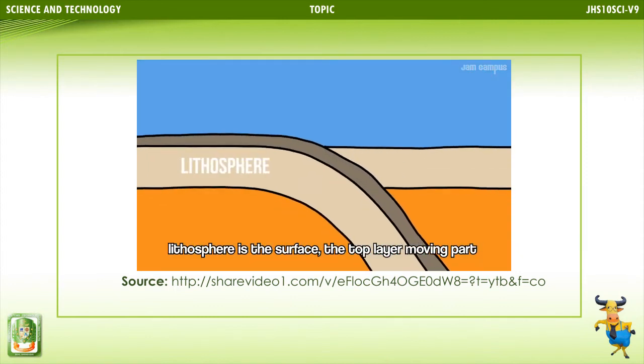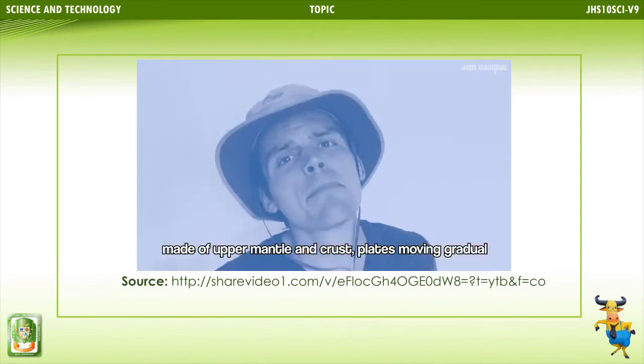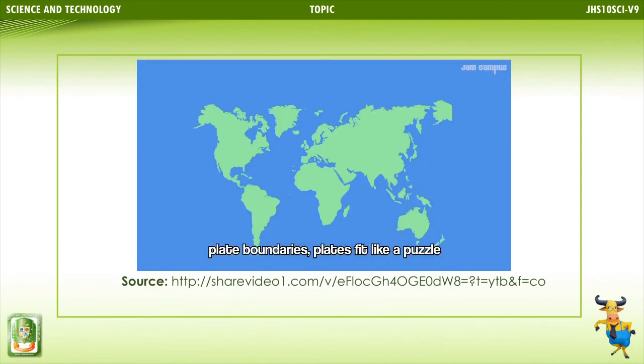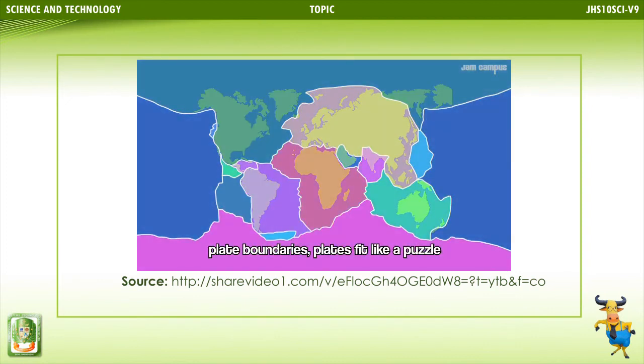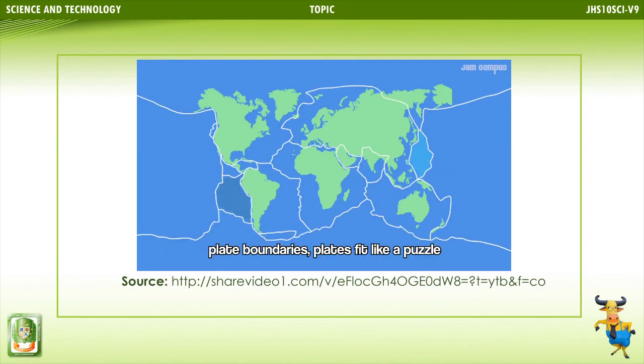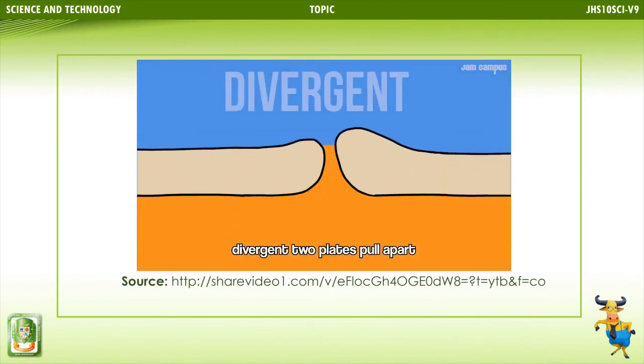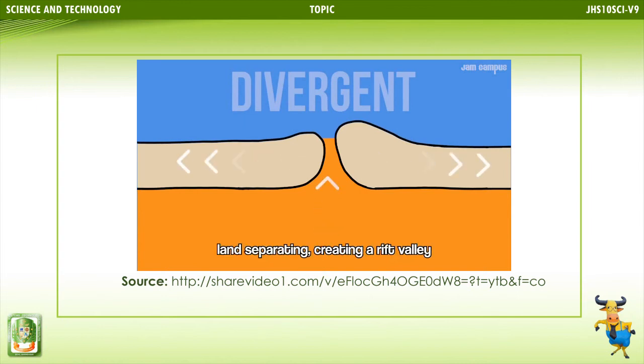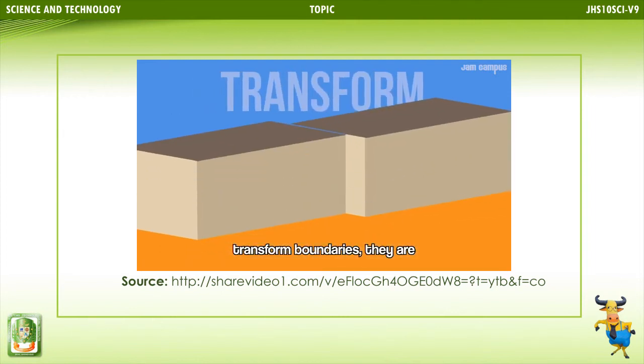The lithosphere is the surface, the top layer moving part, made up of mantle and crust, plates moving gradually. Plate boundaries, plates fit like a puzzle. Convergent, plates push together, one moving under the other. A process called subduction. Divergent, two plates pull apart, creating a rift valley. Transform boundaries, two plates slide past each other. Friction causes earthquakes on the land like the San Andreas Fault.